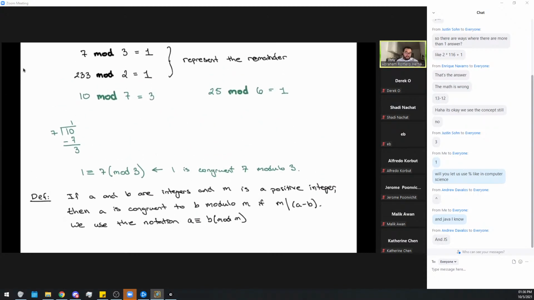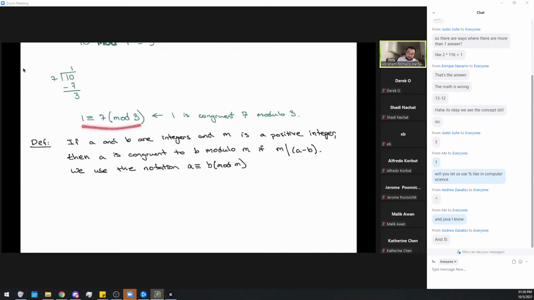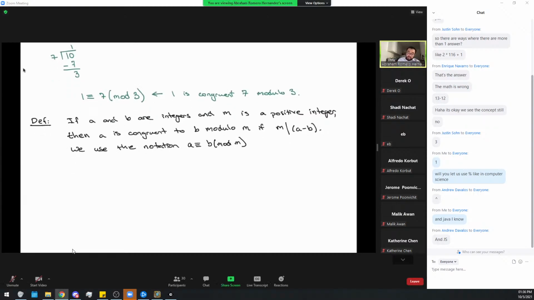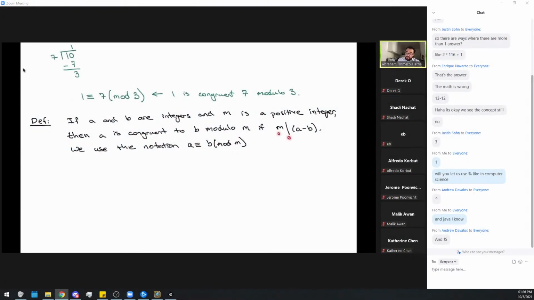This is what I mean, that there's a big difference between this notation and this notation here. This notation only represents the remainder of whatever this is, just the remainder. This represents a relationship amongst the set of integers. Now, what is that relationship? Well, the relationship is this: M divides the difference of A minus B. Okay? So what does that mean?